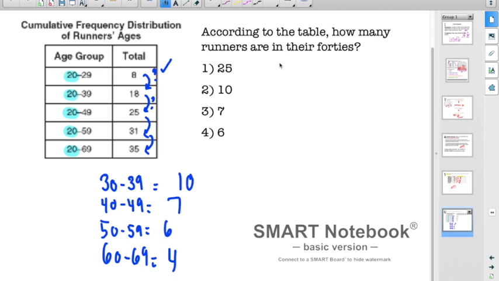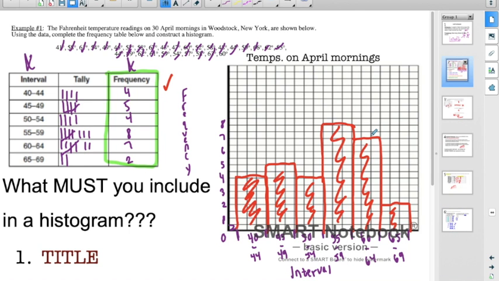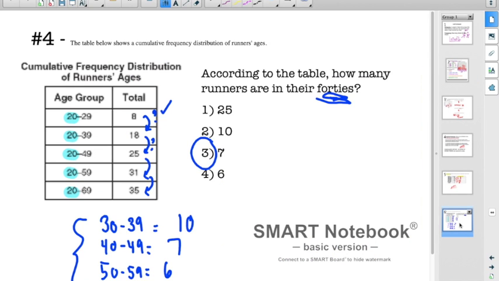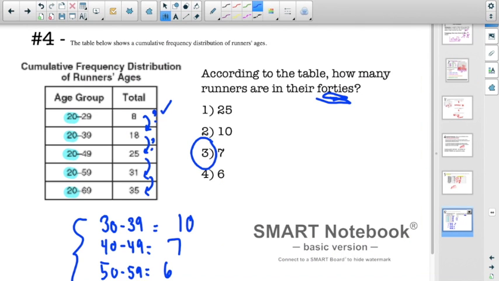But the question's asking how many runners are in their 40s. Well, look at our table here. It says there are 7 people in their 40s. So that is our answer. A total of 35 people are running, because that's the cumulative frequency, it just kept adding up, but only 7 of those people are in their 40s. Okay? Big difference between a relative frequency, which we saw in this example, and a cumulative frequency, which just keeps adding up. Okay? And that is your lesson on histograms.